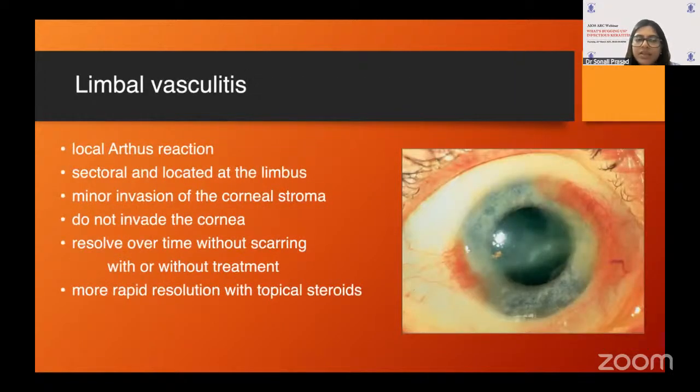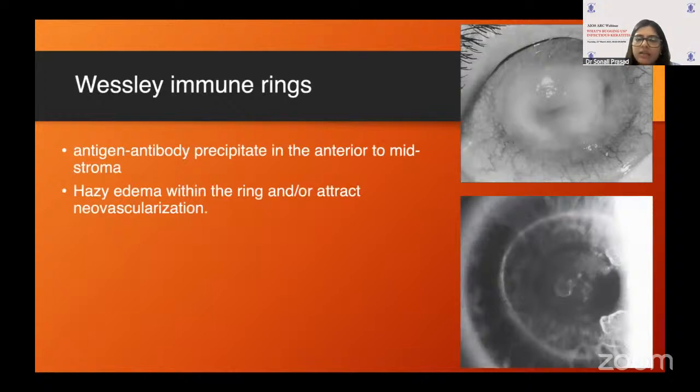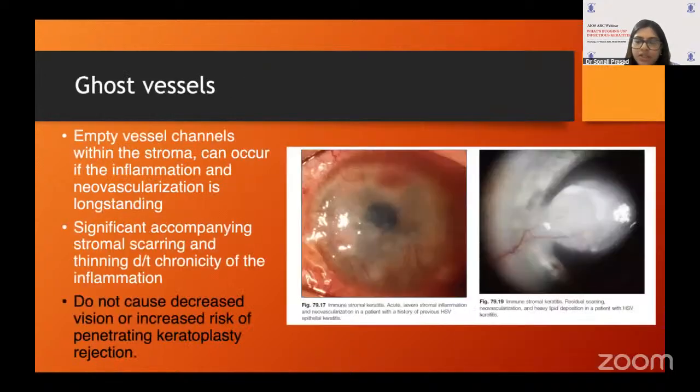Limbal vasculitis, quite commonly seen in patients, is a local Arthus reaction, which is a type 3 reaction, and these rapidly resolve with topical steroids. The other findings that we see in stromal keratitis are the Wessely immune ring, which has antigen-antibody precipitates, and these are present along with edema or neovascularization.